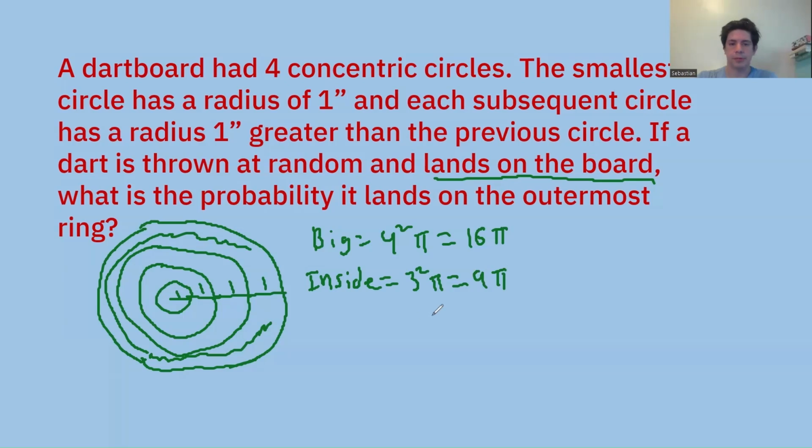So then the area of the ring equals 16 pi minus 9 pi. Okay, and that gets you 7 pi.